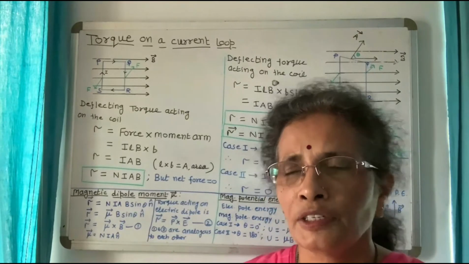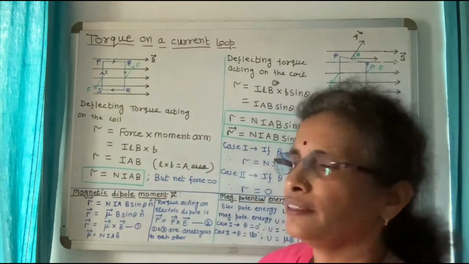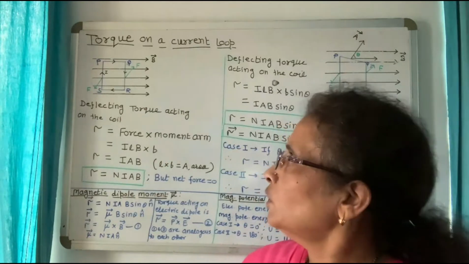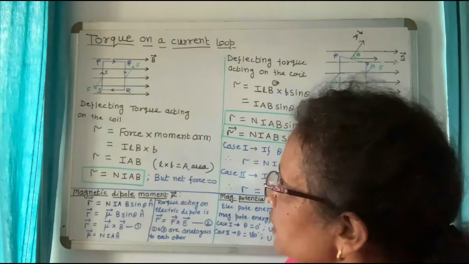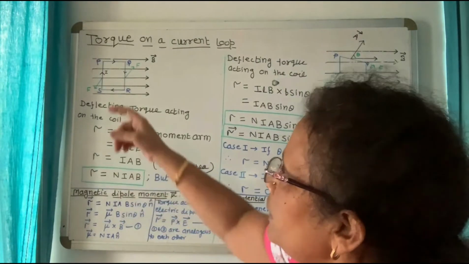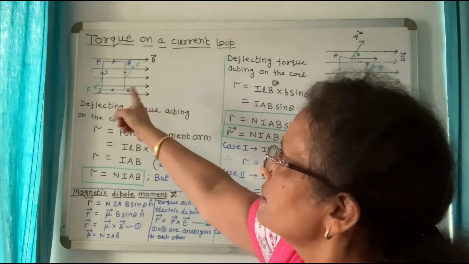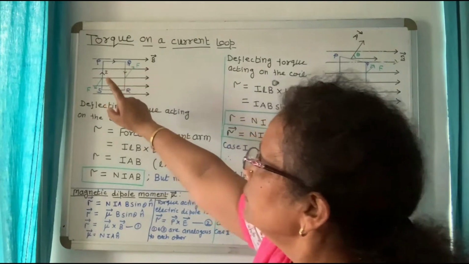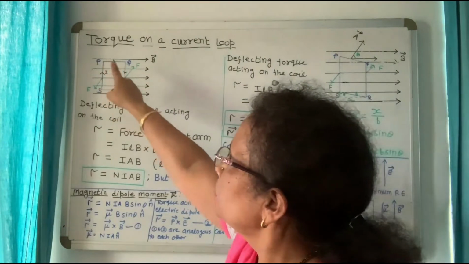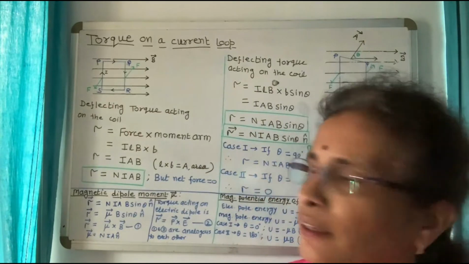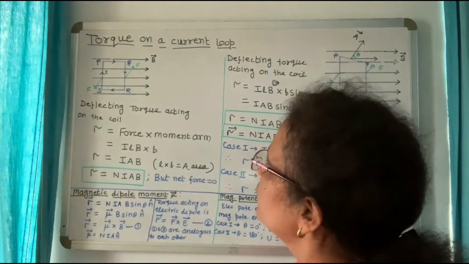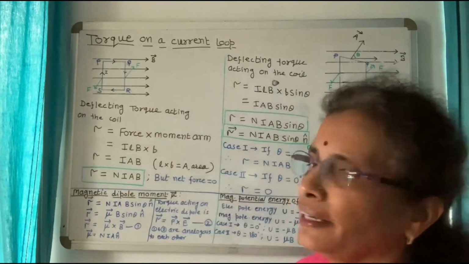If the force is 0, then how is the torque produced? That is what we are understanding in this article. So the situation is that a uniform magnetic field B is given, and the coil PQRS is placed in the uniform magnetic field B such that the plane of the coil is parallel with the magnetic field.